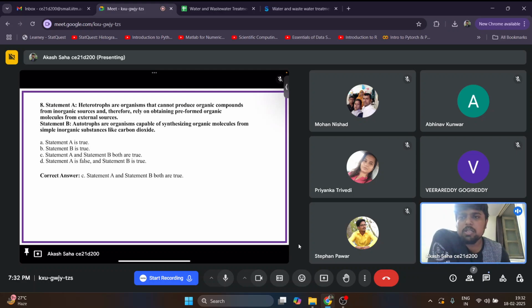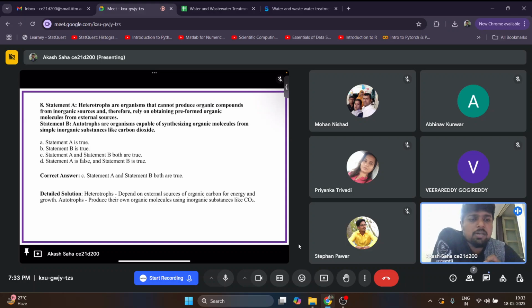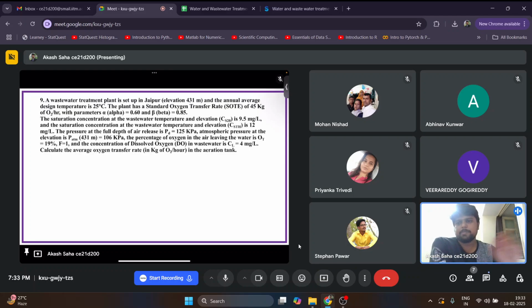C, because these heterotrophs will be depending on external sources for organic carbon for their energy and growth, whereas autotrophs will produce their own organic molecules using inorganic substances like CO2. So this is how they are defined, heterotrophs and autotrophs. Very simple classification. Next problem.